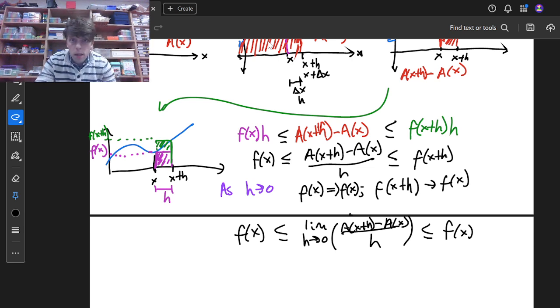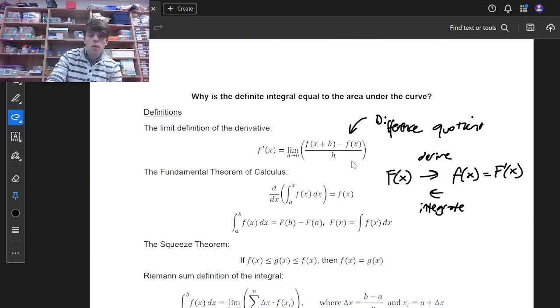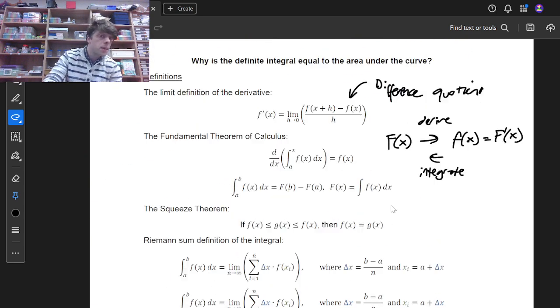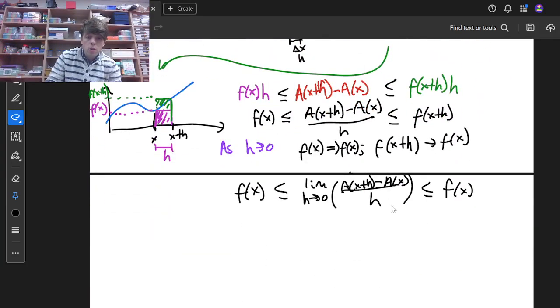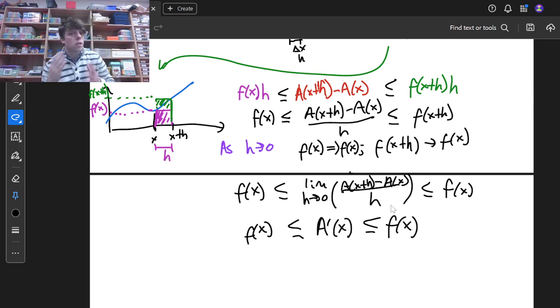That thing right in the middle there, what is that? Well, that is nothing but the definition of the derivative. That's this very first thing that I wrote up here, the difference definition or the limit definition of the derivative. So what we end up with is that this thing in the middle is in fact the derivative of the area under the curve, a of x. This function that I want to figure out. What is this function, a of x?